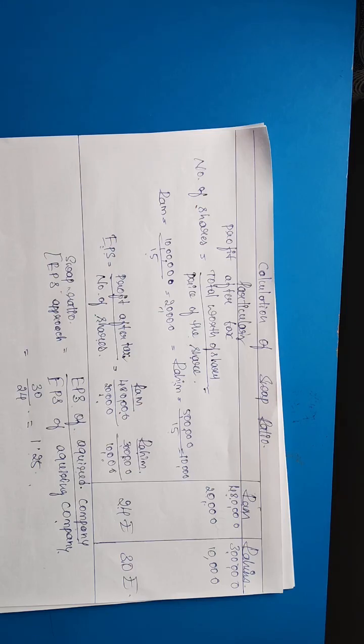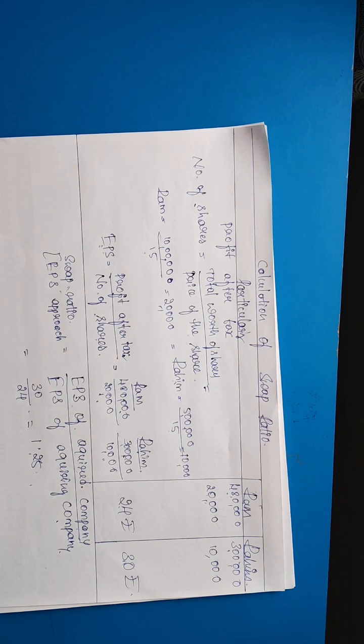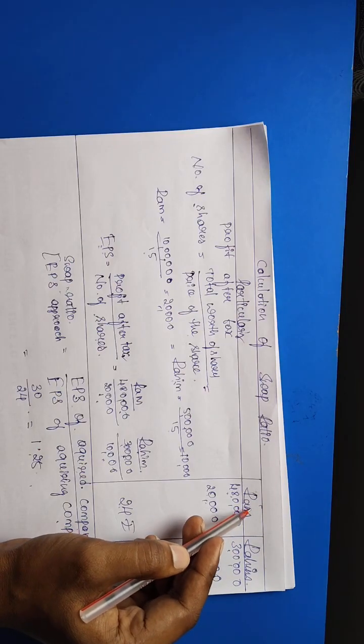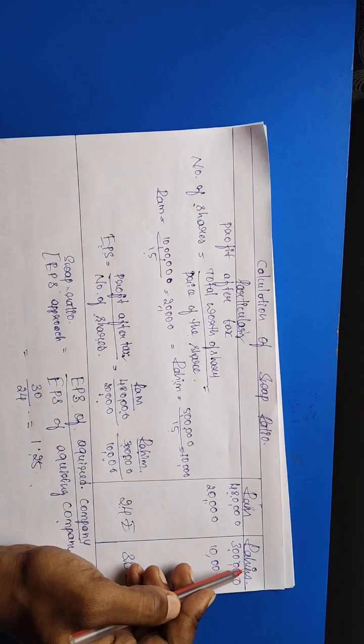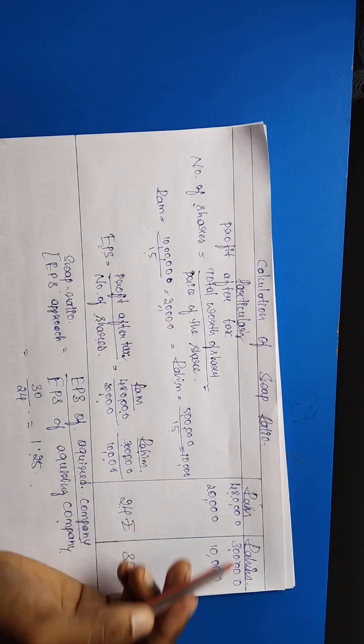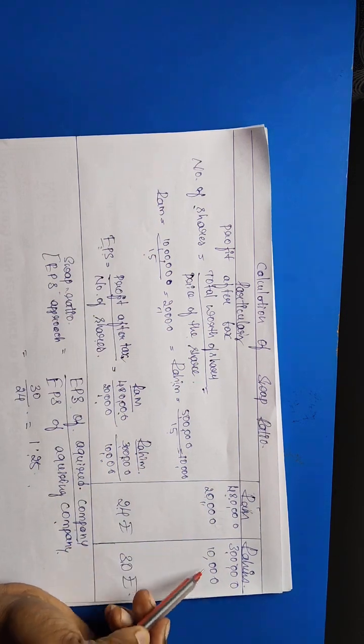Next, let's move further. So what is the next step? We got the swap ratio, 1.25. So what is the use of this swap ratio? With the help of this swap ratio, we need to find out how many shares Ram is going to offer for Rahim. Ram holds 20,000 shares and Rahim holds 10,000 shares.